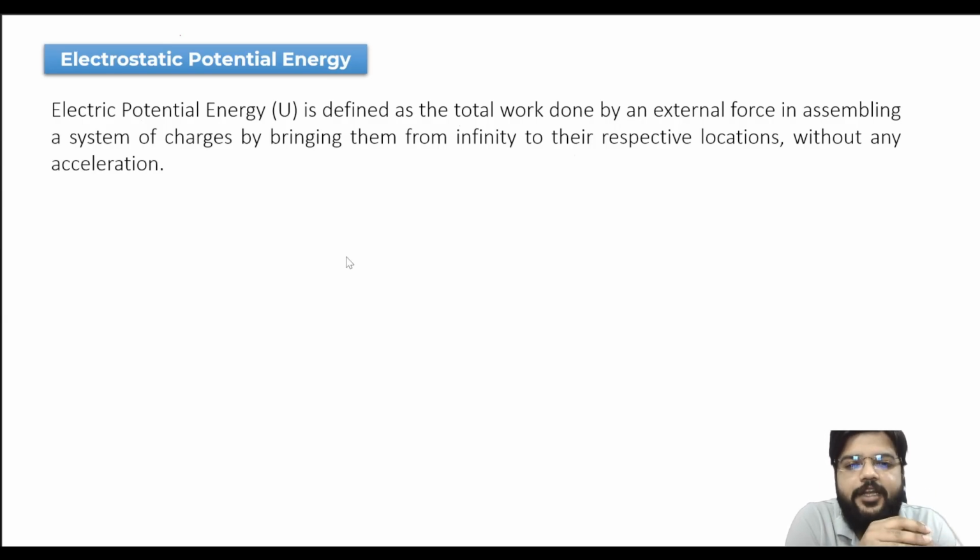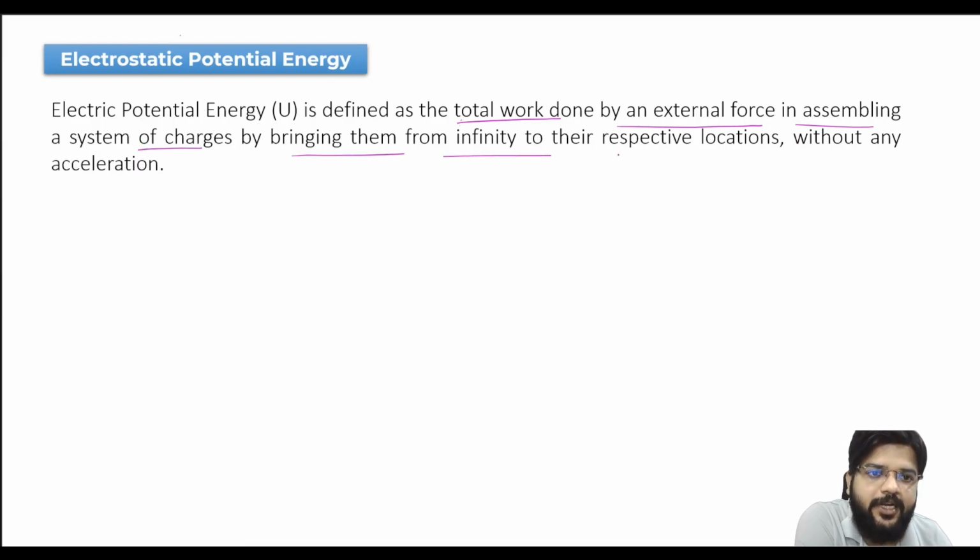So what is the definition of electric potential energy? Electric potential energy is defined as the total work done by an external force in assembling a system of charges by bringing them from infinity to their respective location without any acceleration. So whatever work the external agent is doing to bring a charge from infinity to the respective location, that work is stored as potential energy in the system, everyone.